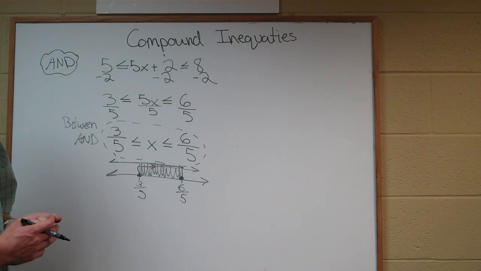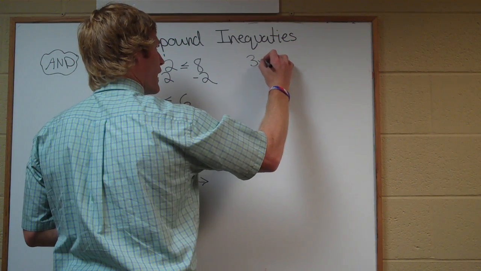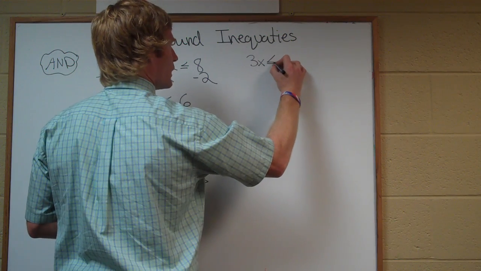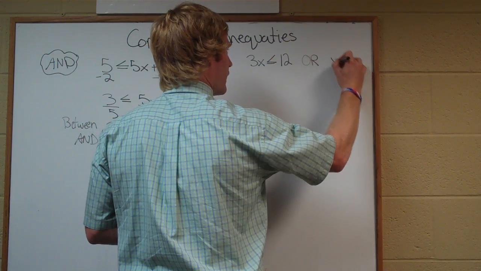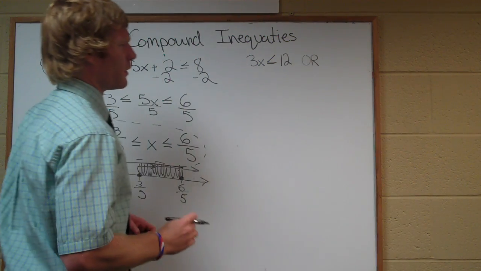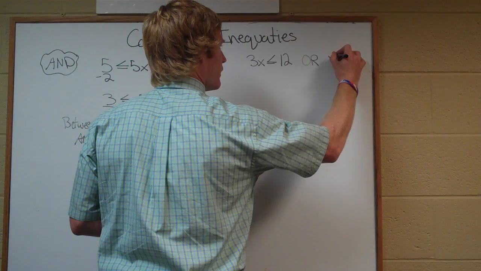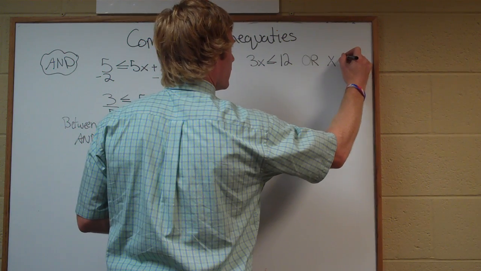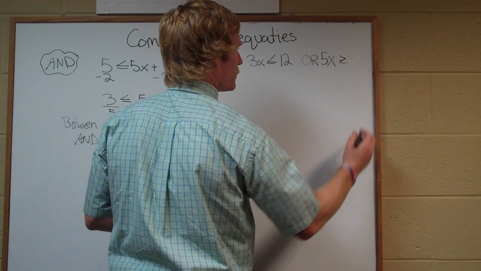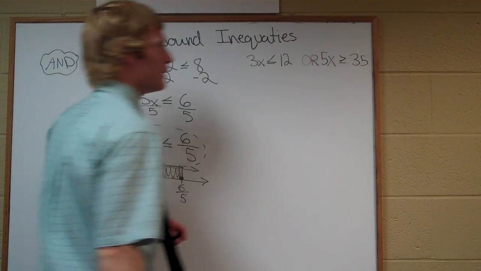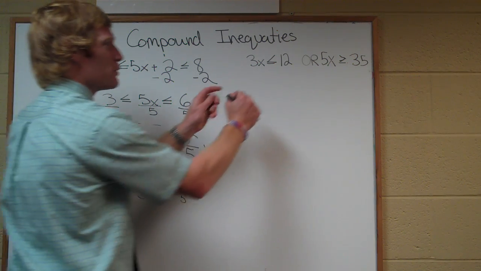So let's do an example of solving a compound inequality or statement. So we're going to take two examples. We've got 3x is less than or equal to 12, or let's think about this one. Let's go 5x must be greater than or equal to 35. Okay, so I'm going to treat them just the same as solving one inequality, but I'm going to treat them separately.